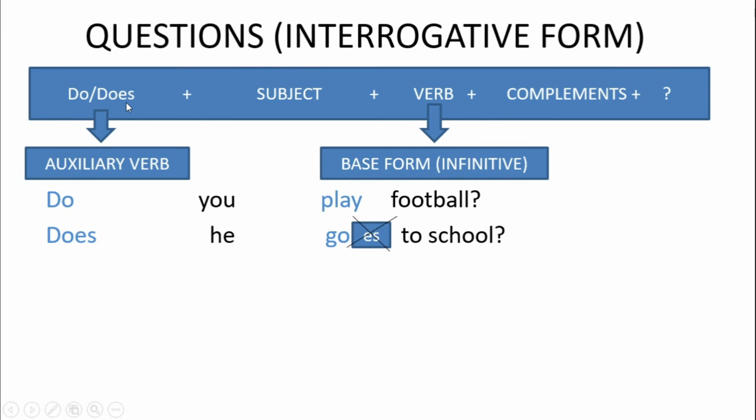Do or does have the function of auxiliary verbs, where does is used only in third person singular. Subject, here we have you and he. Play is the verb in its base form or infinitive. Go as well is the verb in its base form or infinitive. And to school is the complement. Here you can see that this suffix es should not be used in this case.